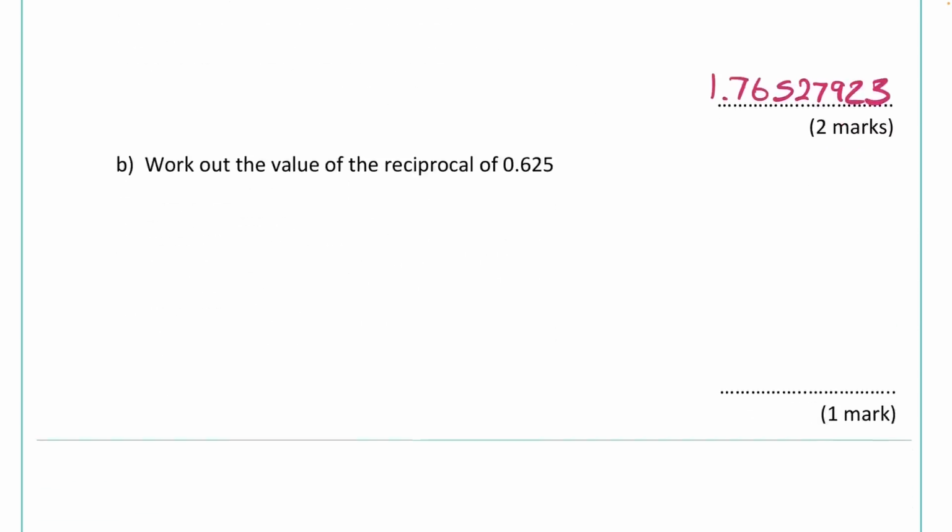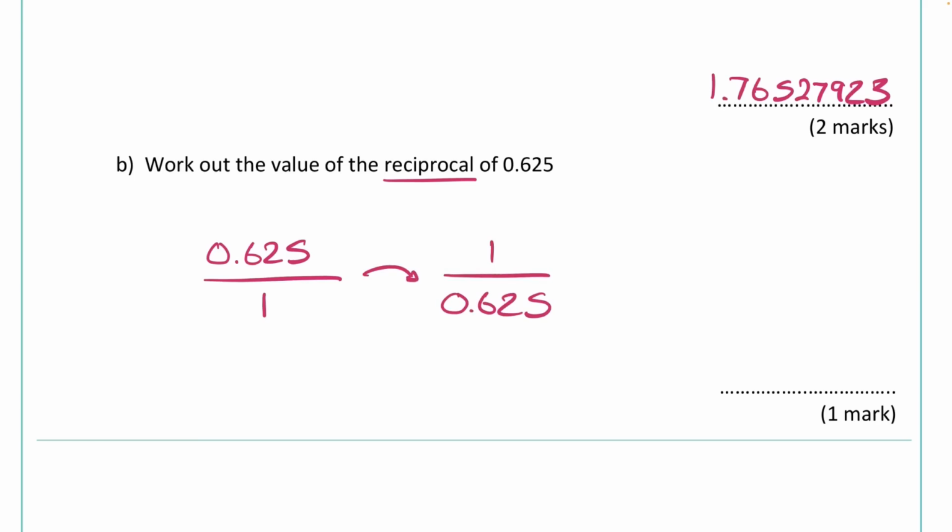Part B here says to work out the value of the reciprocal of 0.625. A reciprocal just essentially means to flip it over. Every number can be written over the number 1. So if you flip that over, it becomes 1 over 0.625. So that's doing the reciprocal.